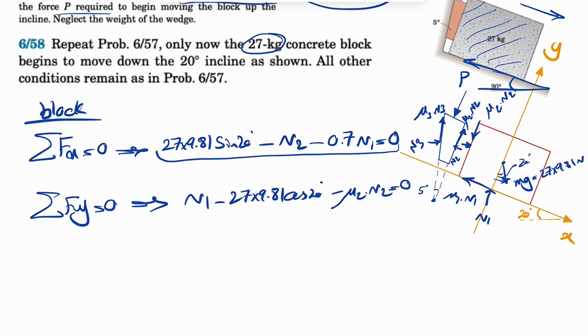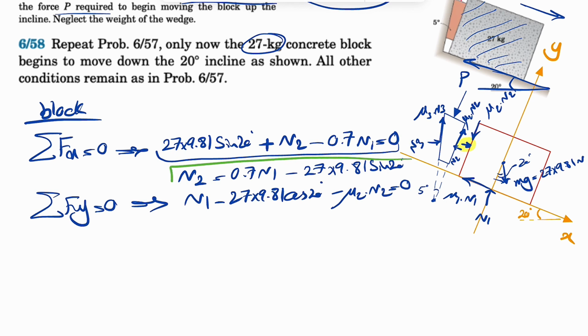So yeah, I think I made a mistake in here. This is a plus sign, because our N2 is actually in the positive direction of X. So we're just going to find N2 in here, which is 0.7 N1 negative 27 times 9.81 sine of 20 degrees.